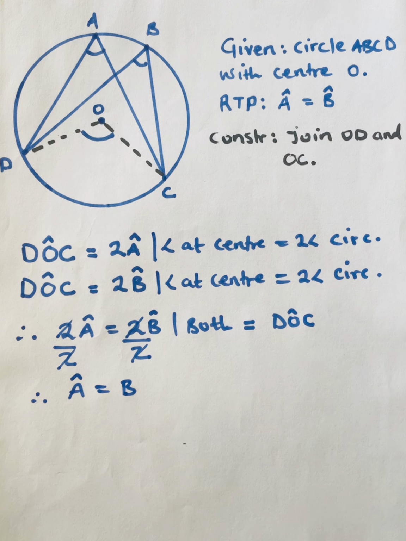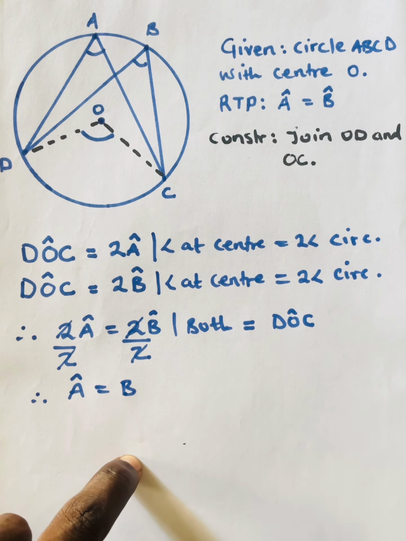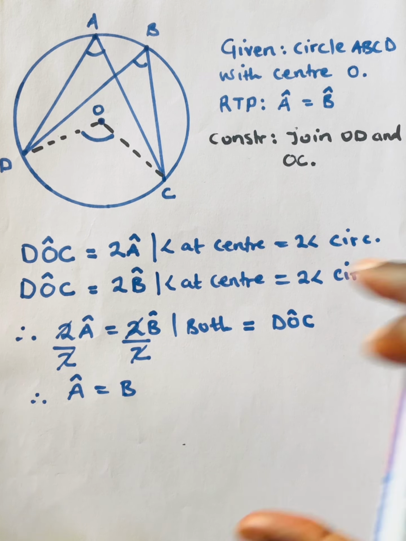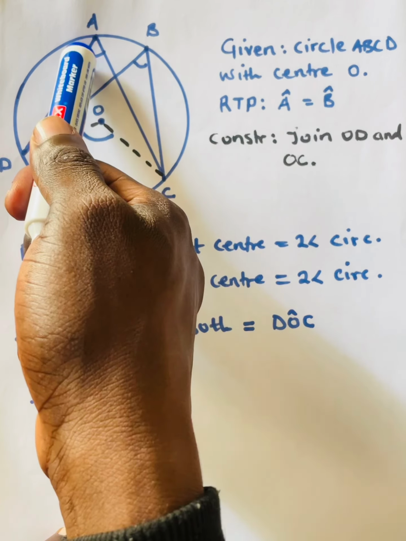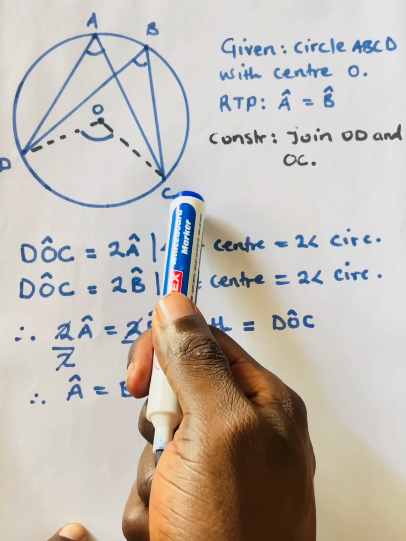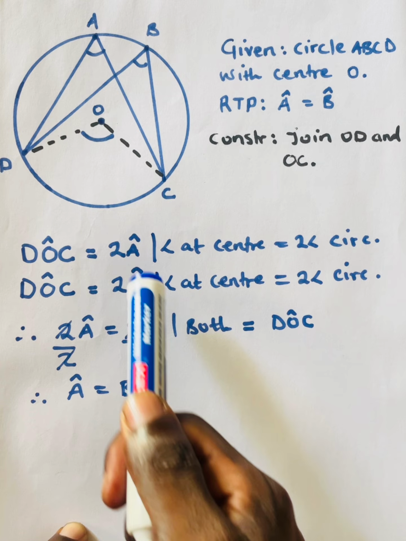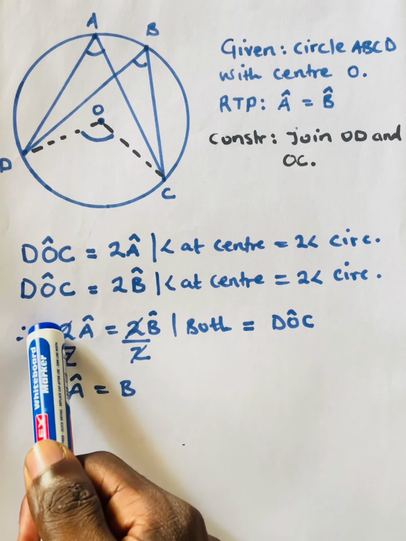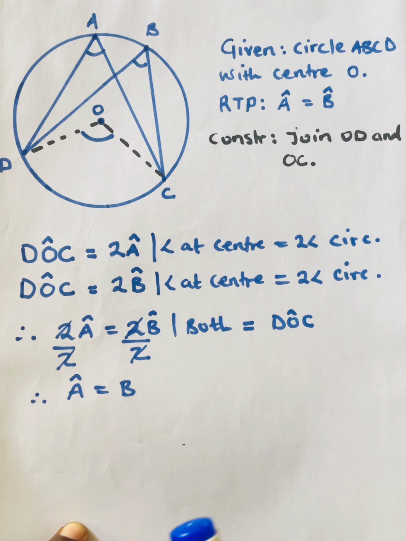What's very important for you to realize is that if you need to prove this theorem, this is the only thing you have to do. You make a construction and then you say angle DOC is twice angle A. The same angle, angle DOC, is twice angle B. Therefore, 2A is equal to 2B, because they are both equal to angle DOC. Then you divide both sides by 2, and angle A is equal to angle B. That's the end of the theorem.